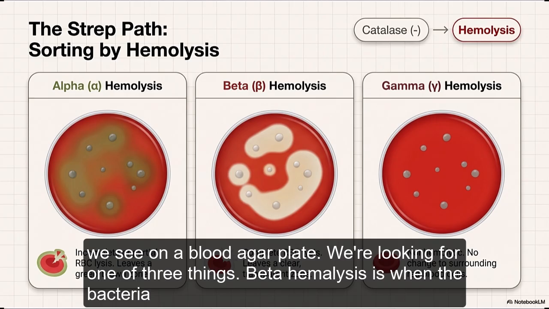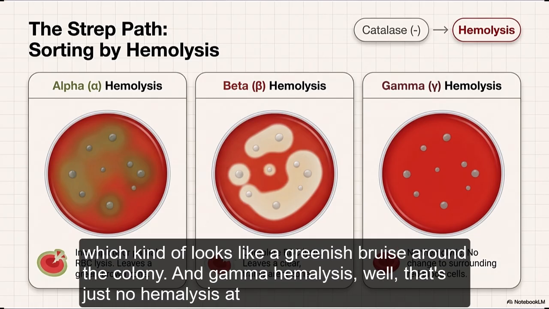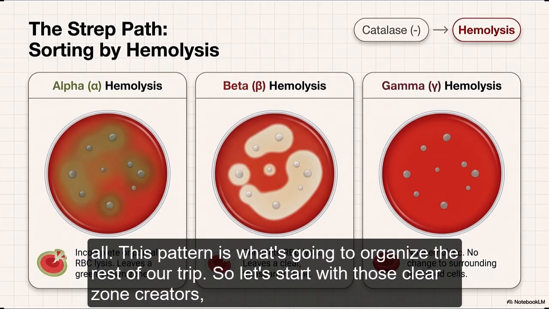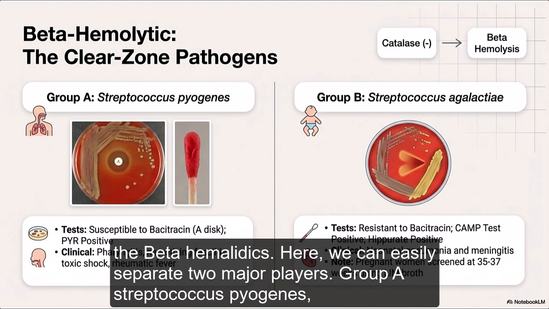Beta-Hemolysis is when the bacteria completely destroy the red blood cells, leaving a totally clear zone. Alpha-Hemolysis is partial destruction, which kind of looks like a greenish bruise around the colony. And Gamma-Hemolysis, well, that's just no hemolysis at all. This pattern is what's going to organize the rest of our trip. So let's start with those clear zone creators, the Beta-Hemolytics.